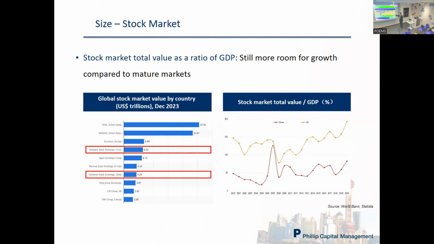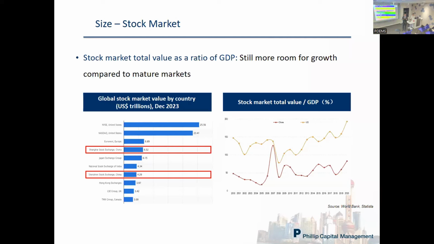Now, if you look at the stock market size, the total value of the companies listed on these various exchanges as a percentage of GDP, this is shown in another form. China is shown in red. This one is the US in orange. You can see that for the US, the total value of the companies listed on the US exchanges is already about 100% of GDP.